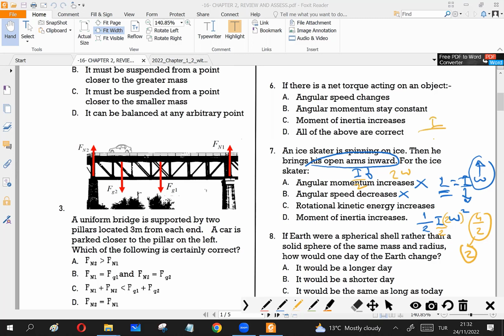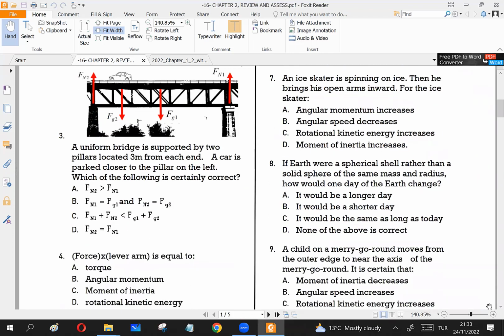If moment of inertia decreased by 3, angular speed increased by 3, rotational kinetic energy also increased by 3. So whatever the change in the angular speed is, rotational kinetic energy will have the same change. So we know that angular speed increases, rotational kinetic energy also increases. Moment of inertia increases? No. When you take the arms inwards, you are making the distribution of mass closer to the axis of rotation. That's why moment of inertia decreases. This must be the answer.